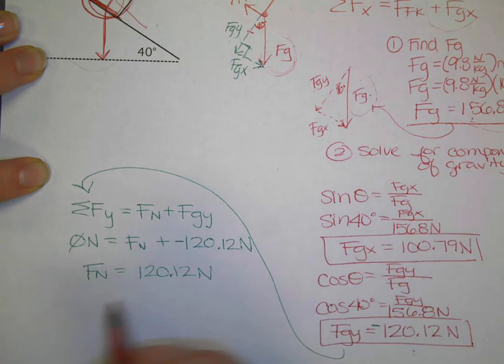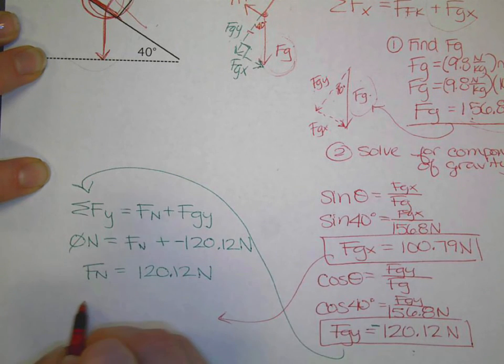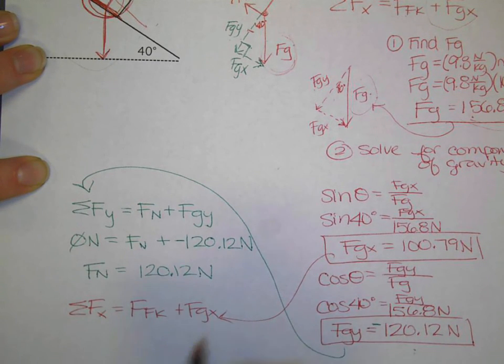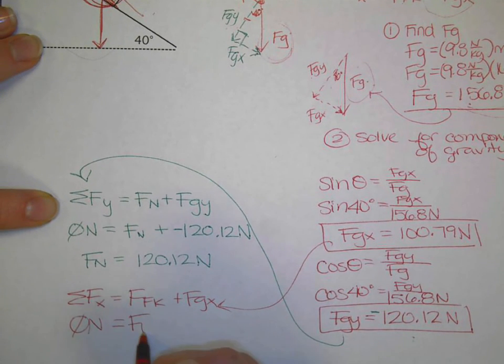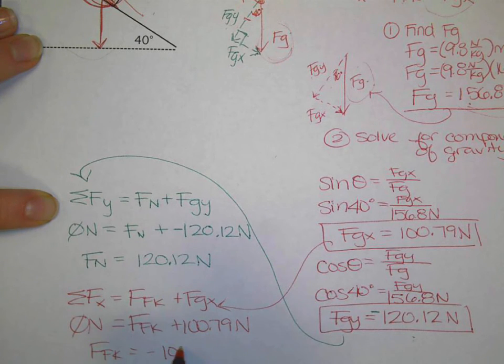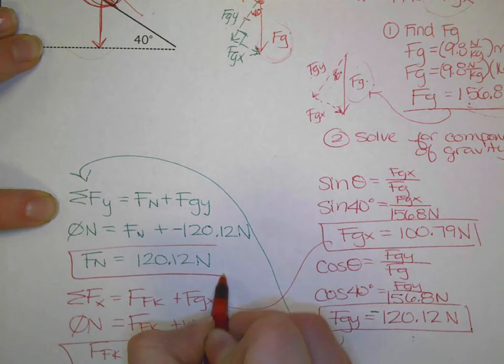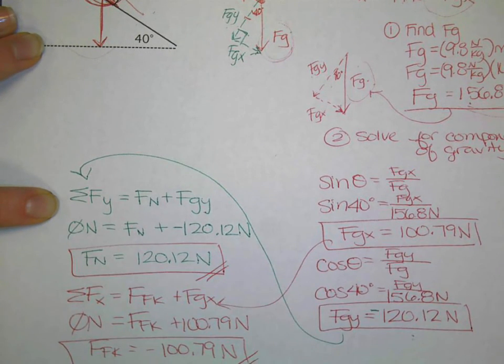Additionally, to find my frictional force, net force in the x direction was FFK plus FGX. Again, 0 newtons due to no acceleration is equal to FFK plus 100.79 newtons. Subtract to the other side, our frictional force is equal to negative 100.79 newtons. So these two are our answers for the problem.